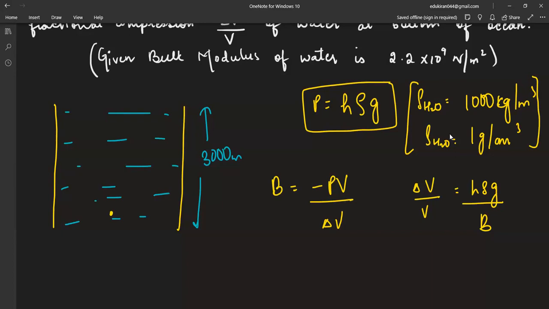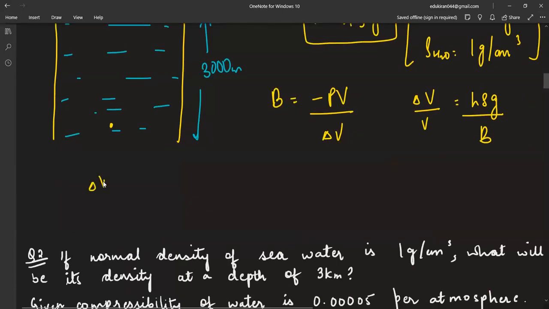Pressure we have kept it from here. Delta V by V, we have to find it out. Now see delta V by V. Now this is not a tough task. You can calculate delta V by V. Height is 3000, density is 1000, acceleration due to gravity is 10.